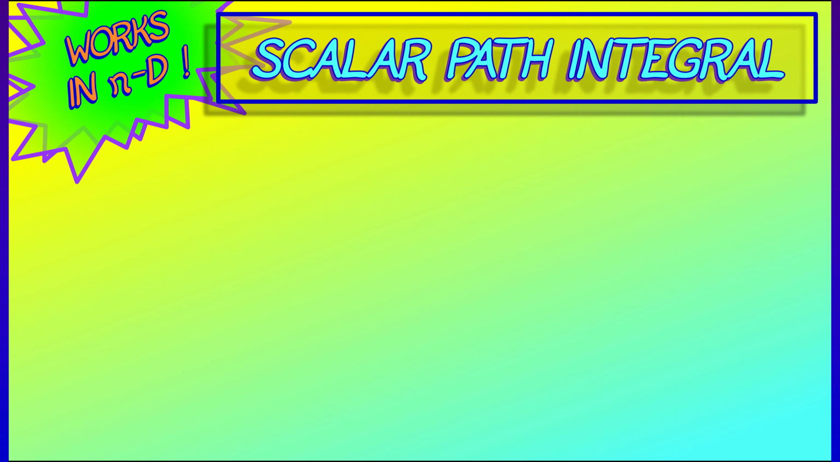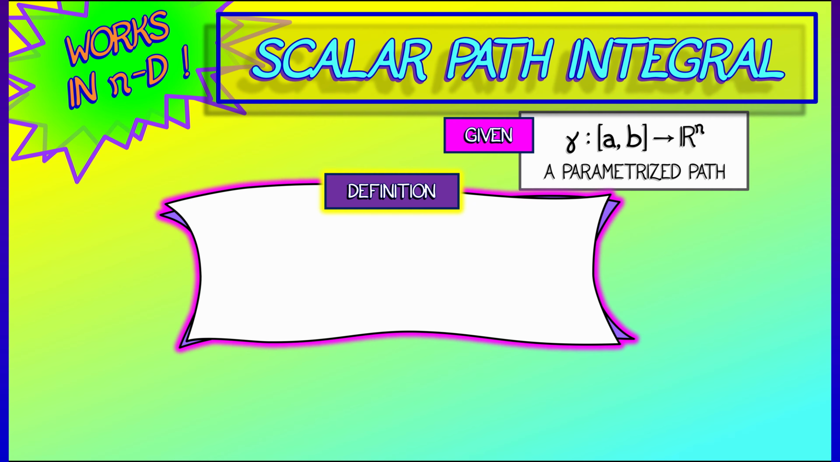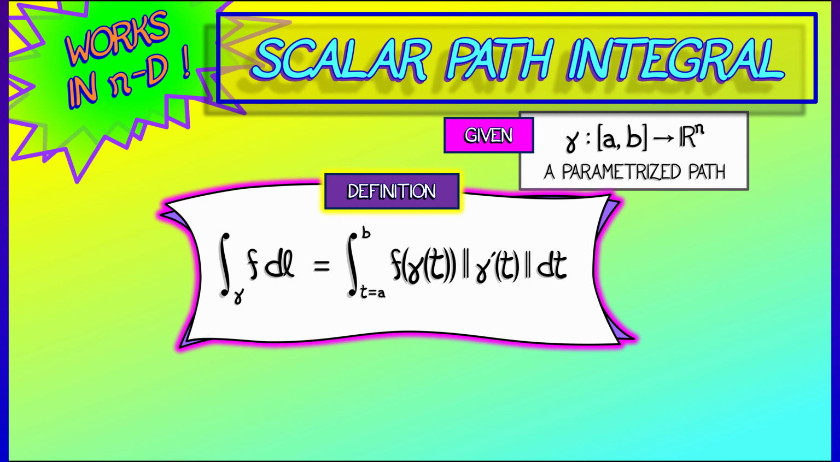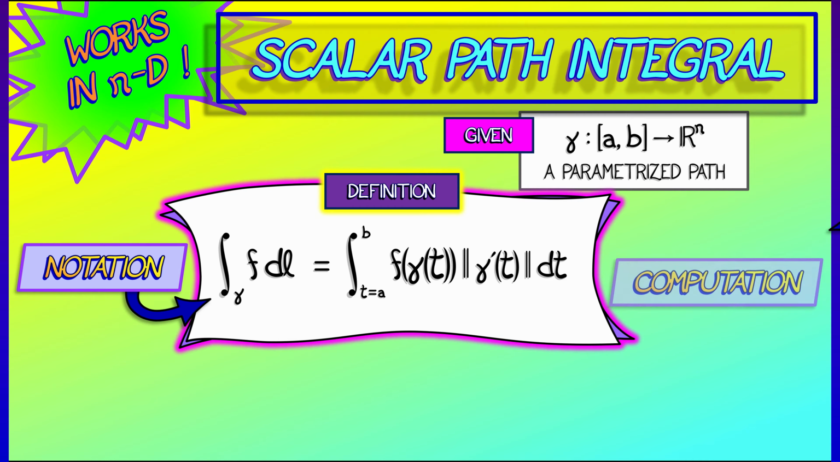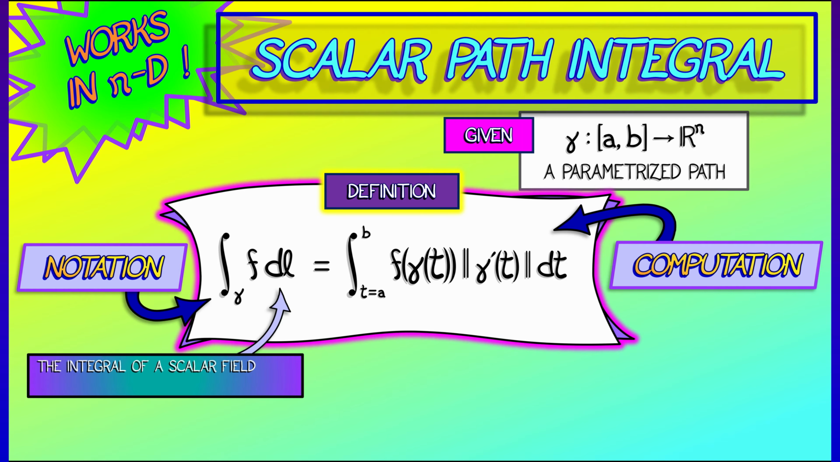Let's say that you are given a parametrized path gamma from an interval [a, b] into Rn. Then, if you're given a scalar field f, that will act as our integrand. The integral of f over gamma with respect to arc length on that path is equal to a parametrized form where what we're going to do is substitute in gamma of t into f, and then for dl, that arc length element, we're going to substitute in the length of the derivative of gamma times dt, the usual arc length element that we learned about way back in volume 1.